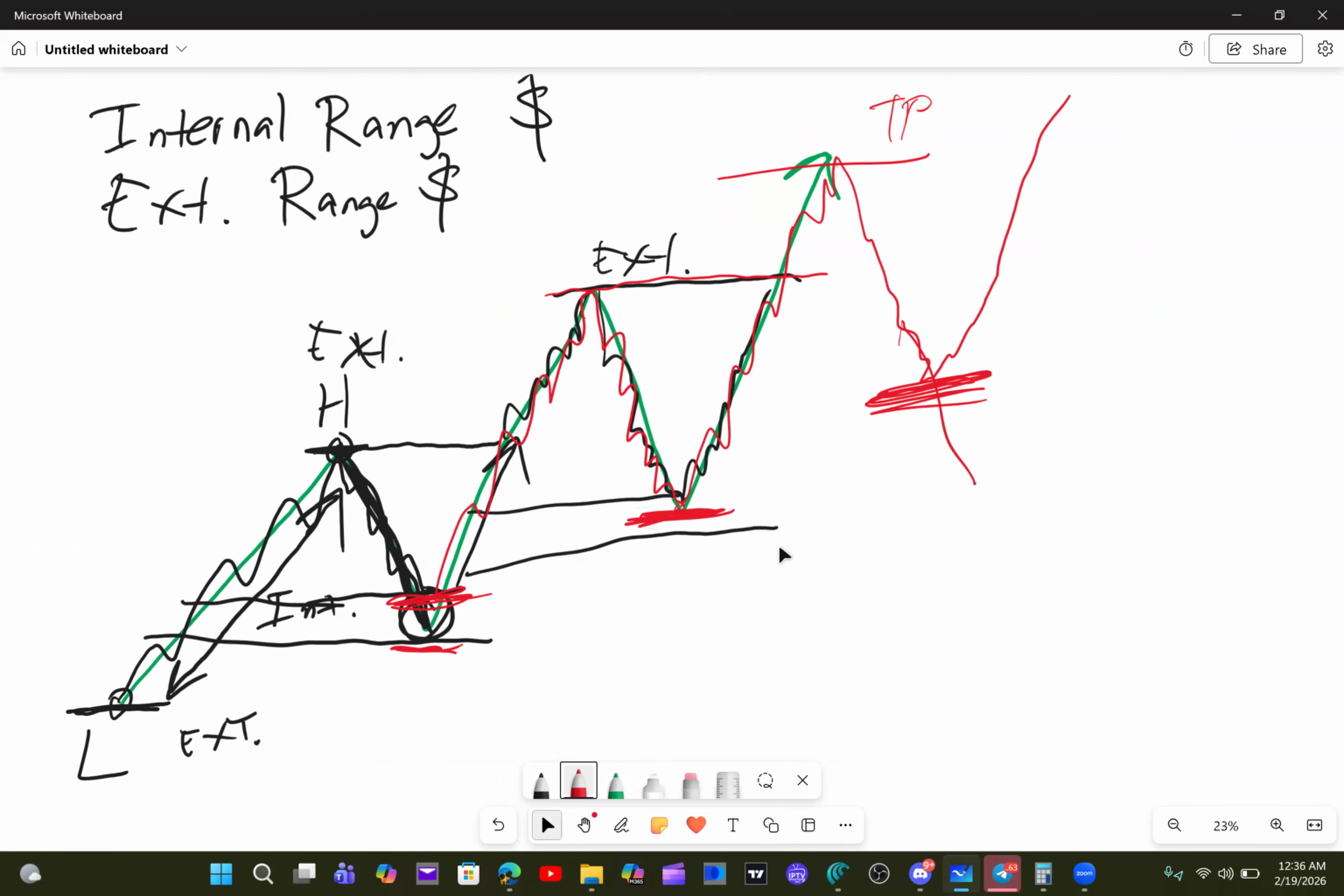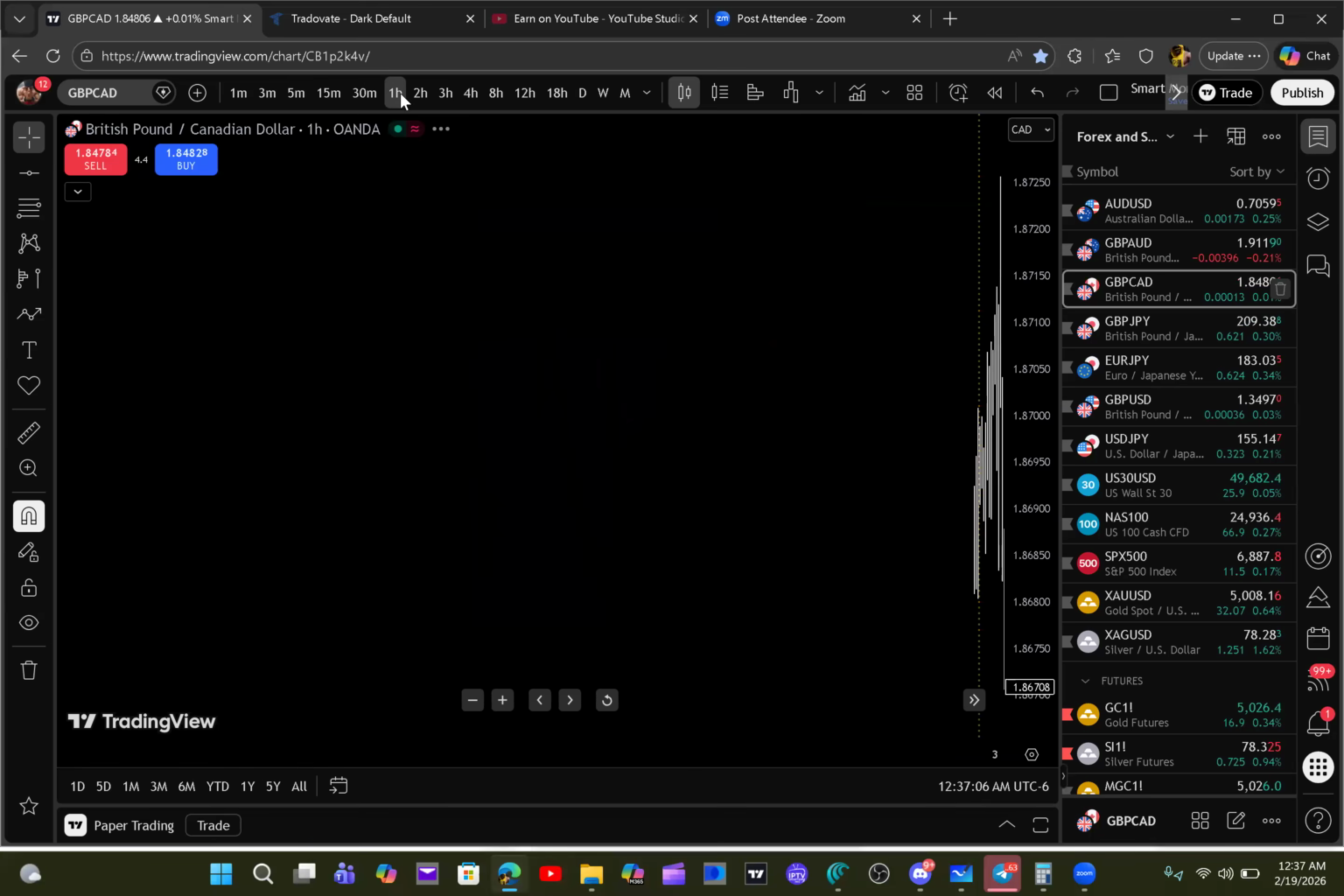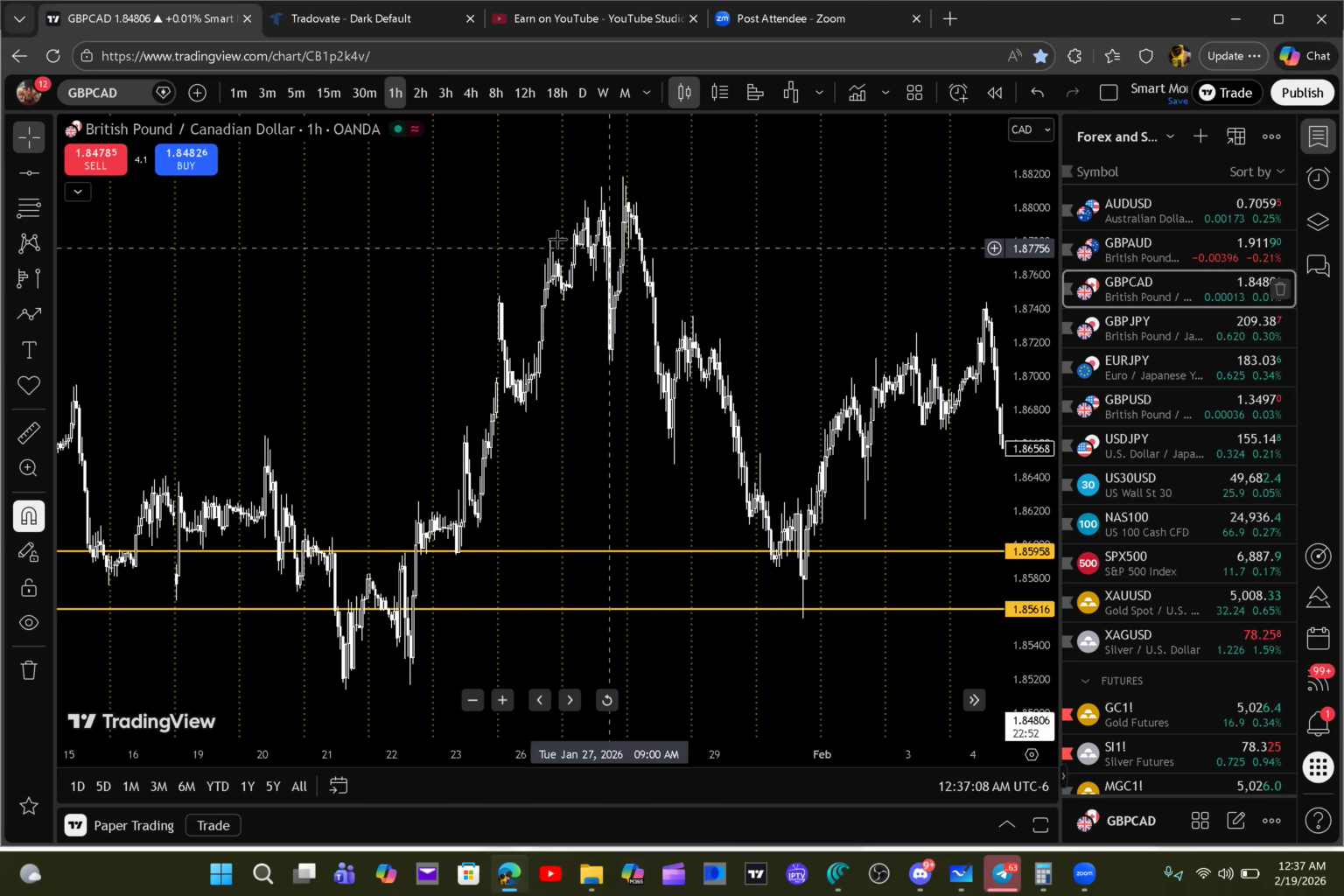Now, I know I mentioned internal range liquidity and external range liquidity. So what exactly do I call internal and external range liquidity, besides just inside the range and outside the range? Internal range and external range could be highs and lows. Let's go to the chart right quick, because internal range might be a little more complicated for you guys to find. Let's take a look at this.